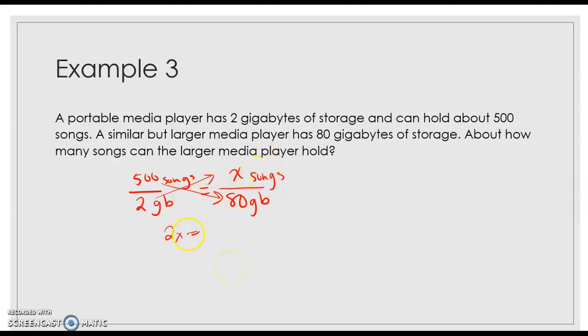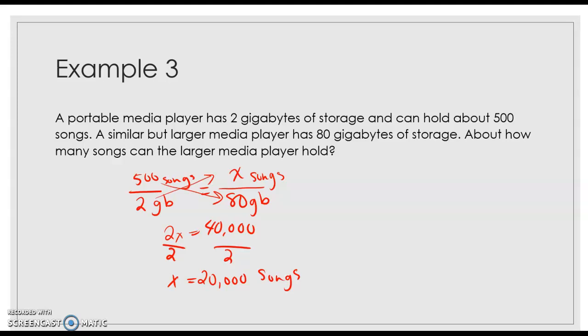Alright, so 500 times 80, it's just, you know, technology, is 40,000. Now to solve, I'm going to divide both sides by 2. And so x will equal 20,000. My 80 gigabyte media player will hold 20,000 songs.